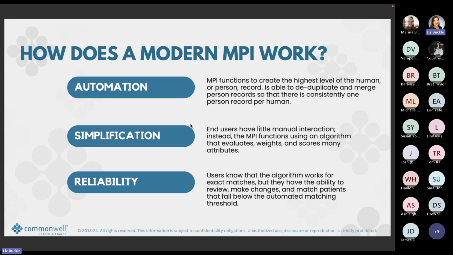And so we also have an MPI that has a reliability factor. We have an exact matching algorithm that we use, but then we also have a probabilistic algorithm that we use. And this does allow for an end user to review and make changes and match patients that fall below the exact matching threshold.